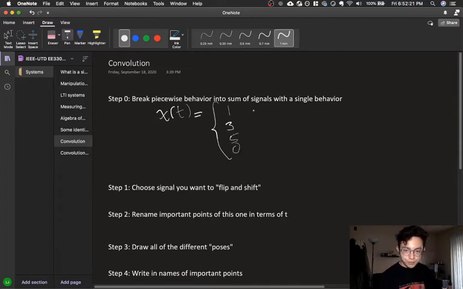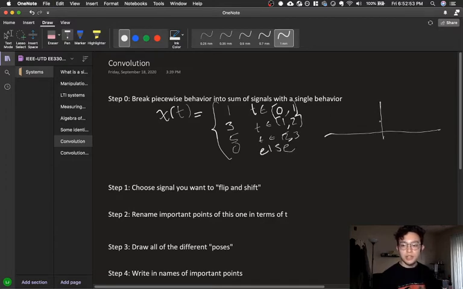At just some boundaries, like t is ranging from 0 to 1, t is ranging from 1 to 2, this one's 2 to 3, and then this one's elsewhere. So it's going to be just like this step that's going up. Right, this is our x.